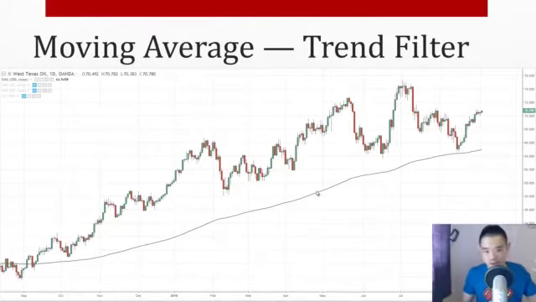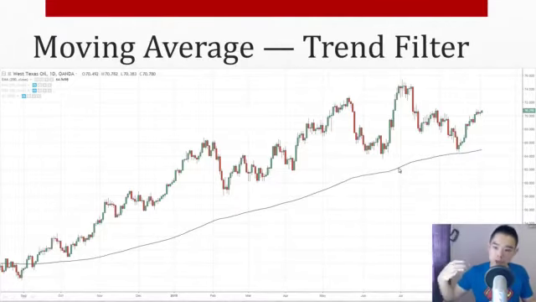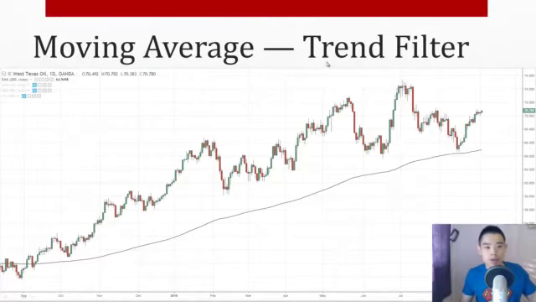Vice versa, if the price is below the 200 MA, then you want to know that you only want to be shorting the markets. You don't want to be long. So this is how a moving average can help you serve as a trend filter.